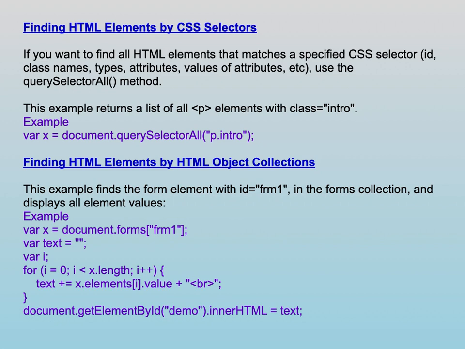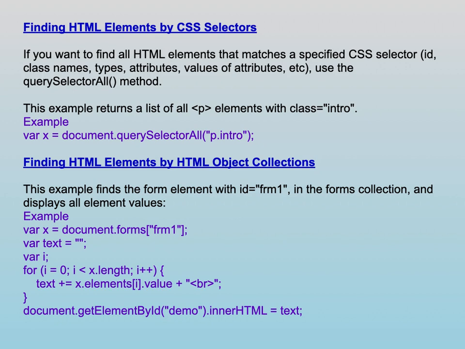Then a for loop is set for i equal to 0, i less than x.length, i plus plus, text plus equal to, that means text is equal to text plus x.elements[i].value, and a break. So this will find the form element with id equal to frm1 from variable x.